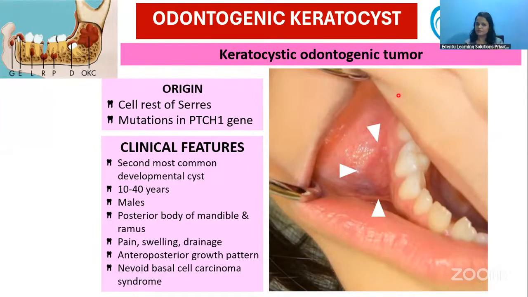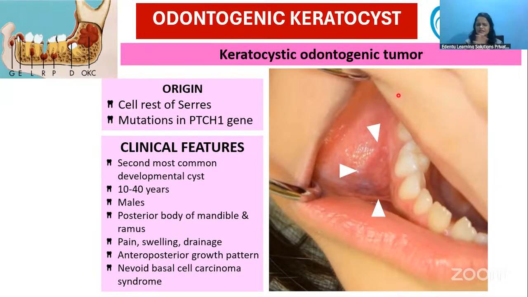And in some odontogenic keratocysts, it shows PTCH1 gene mutation, which is also called the patch gene mutation. Not all the keratocysts, but some of them show this PTCH1 gene mutation. Now, I'll tell you where you will see this PTCH1 gene mutation and which syndrome is associated with it. But just remember that some of the OKCs are associated with PTCH1 gene mutation also.